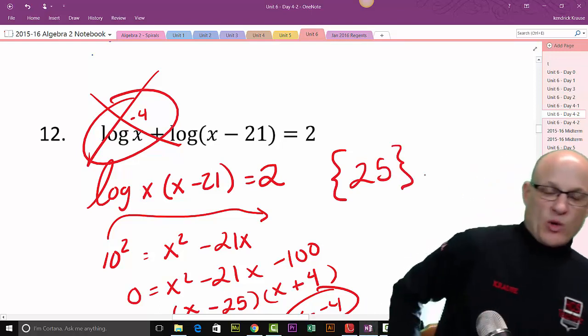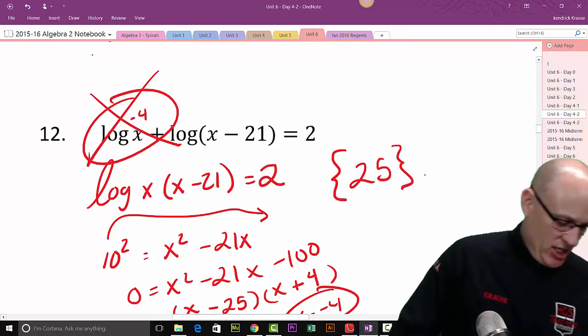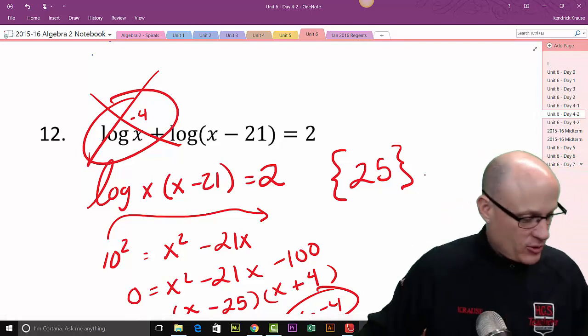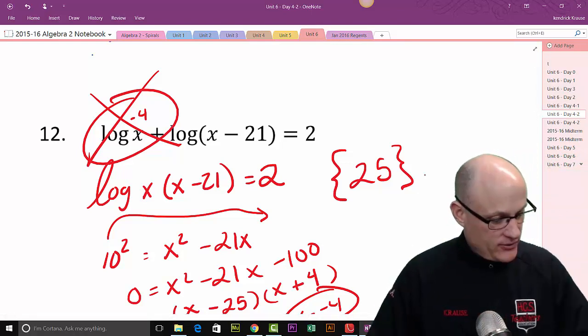Oh my goodness. 12 down, 28 to go. Actually, 27 because don't forget number 14 is, in fact, a bonus.